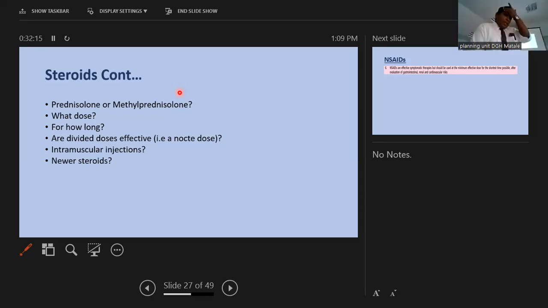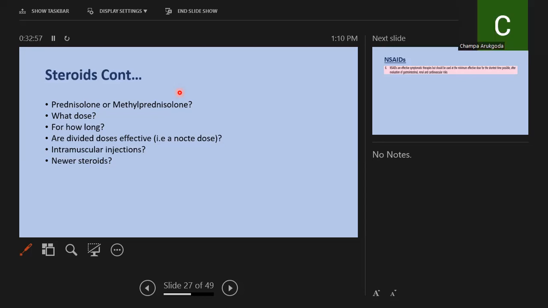Then the question: are divided doses effective, and can we prescribe a night dose? This doesn't come in the guidelines, but in clinical practice, you give a divided dose. Let's say you need to give prednisolone 15, you give 10 in the morning and 5 in the night. Why you give 5 in the night is, as I mentioned earlier, inflammatory symptoms are more in the morning. If you give a bit of a nighttime dose, you act on those inflammatory symptoms. So nicely they would act in the night, and the patient wouldn't feel much of the stiffness in the morning.